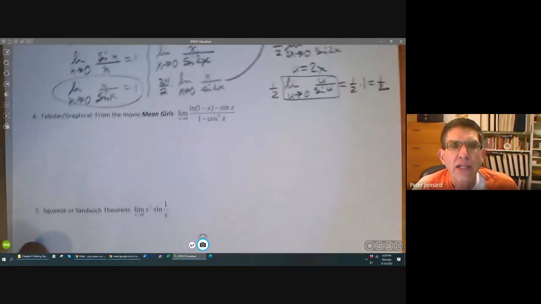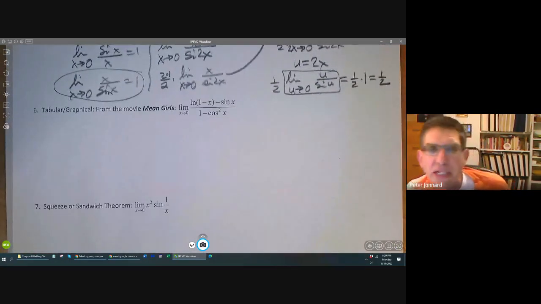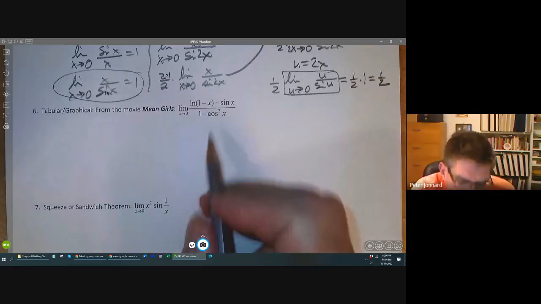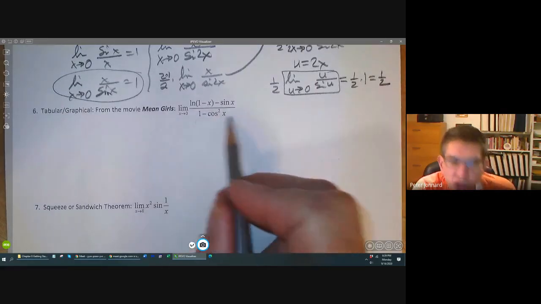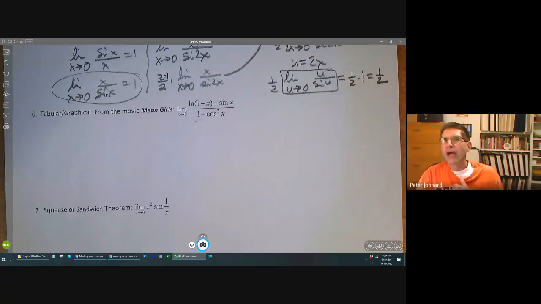Okay, number 6, this is from the movie Mean Girls. And you guys, there's always a combination of the screenwriter, the people who write the script, talking to someone who's a mathematician and picking problems. I'll be honest, I'm not able to do this problem mentally at all. One thing I noticed is the denominator here says 1 minus cosine squared x. You could rewrite that as sine squared x. That's a trig identity.